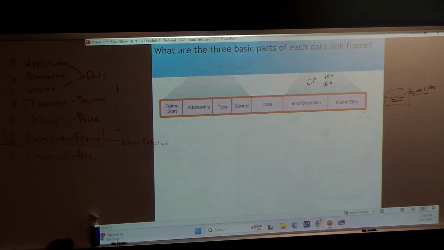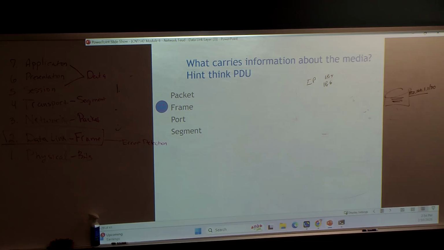Okay, this is what I want to do next. I've got a handout. Pam, let's go ahead and hand that out. We're going to go over a frame.